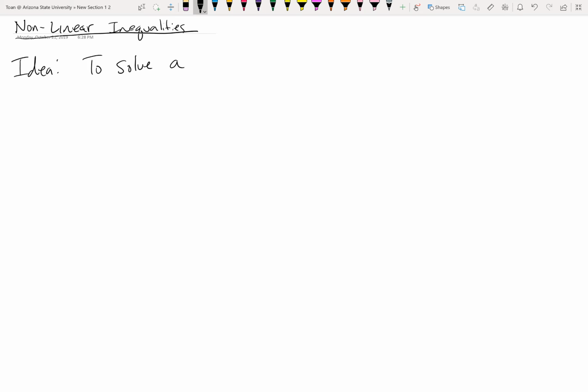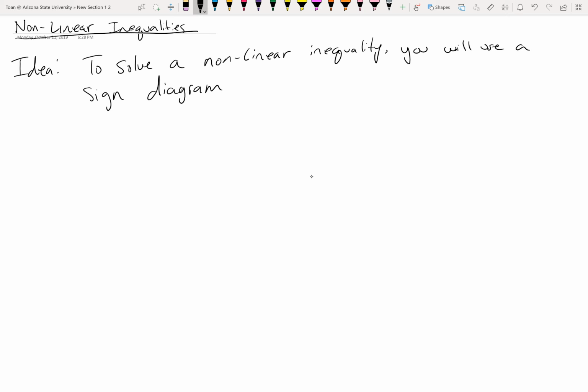To solve a non-linear inequality, you will use a sign diagram. And non-linear just means your problem is more complicated than just a simple x. If you notice you have exponents, more than one x, or some other funky symbol, it usually means you have to use a sign diagram.